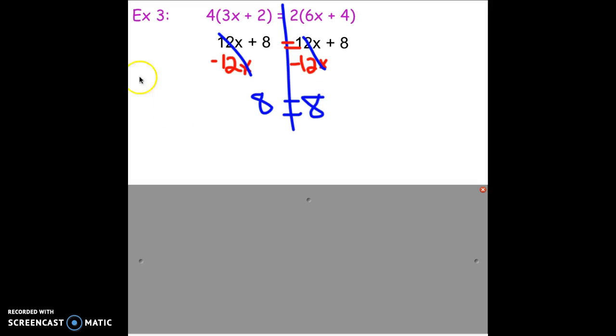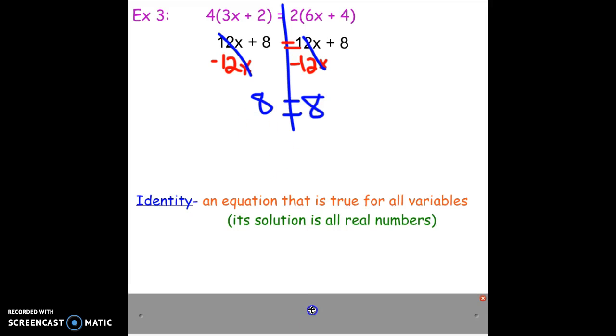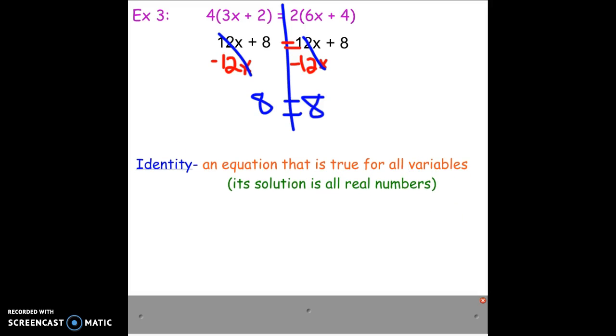And again, all my variables went away. I've got 8 equals 8. Is that something that's true? Yeah, 8 equals 8. 8 always equals 8. If I've got $8 in my pocket, that equals $8. So this is an identity. It's an equation that's true for all variables. So you would write as your answer to this all real numbers. Or you can make the infinity sign, which is an 8 turned on its side. So either of those would be acceptable answers.